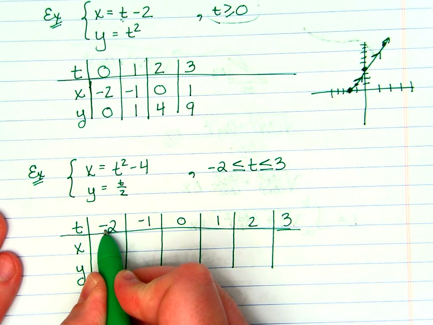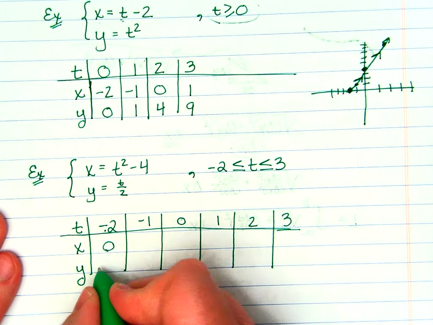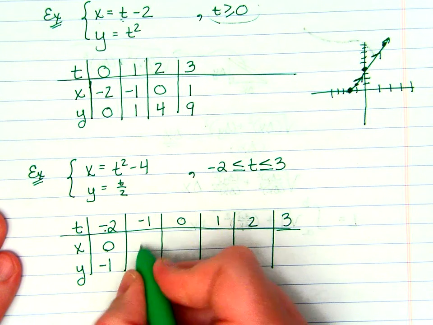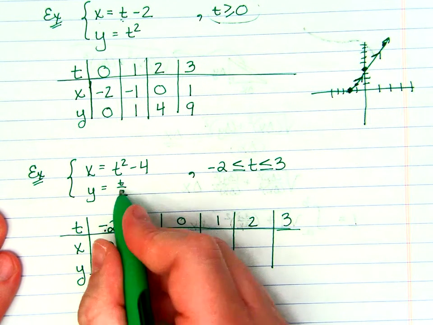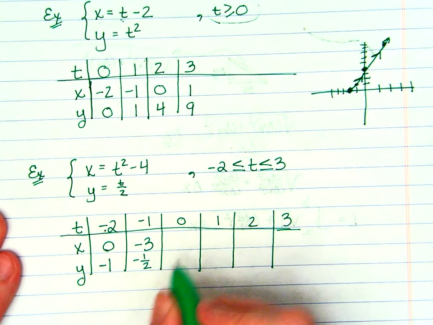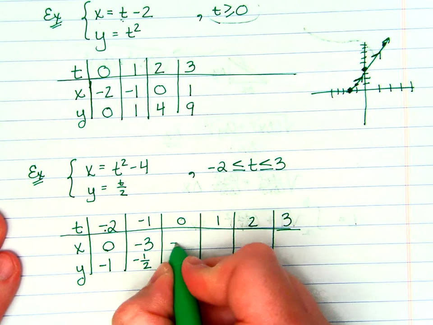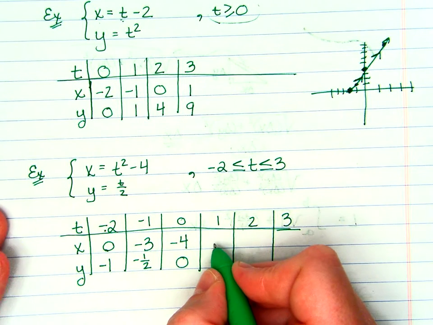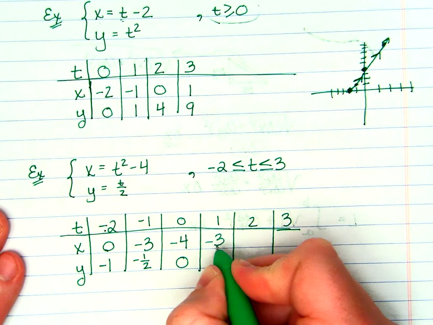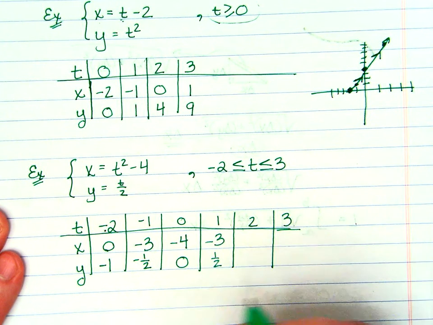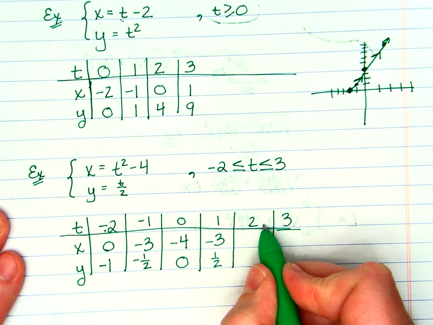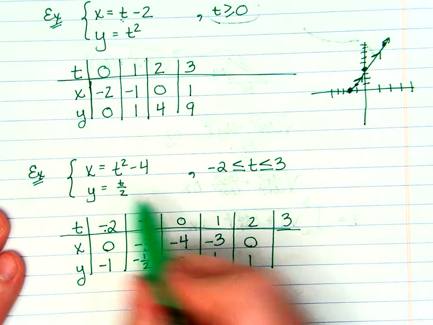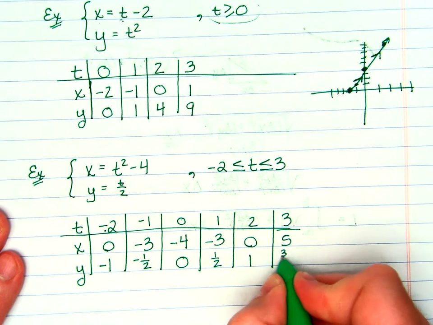Negative 2 squared is 4, minus 4 is 0. Negative 2 over 2 is negative 1. Negative 1 squared is 1, minus 4 is negative 3. Negative 1 over 2 is negative a half. 0 squared is 0, minus 4 is negative 4. 0 over 2 is 0. 1 squared is 1, minus 4 is negative 3. 1 over 2 is a half. 2 squared is 4, minus 4 is 0. That is 1. 3 squared is 9, minus 4 is 5. 3 over 2, 3 halves.